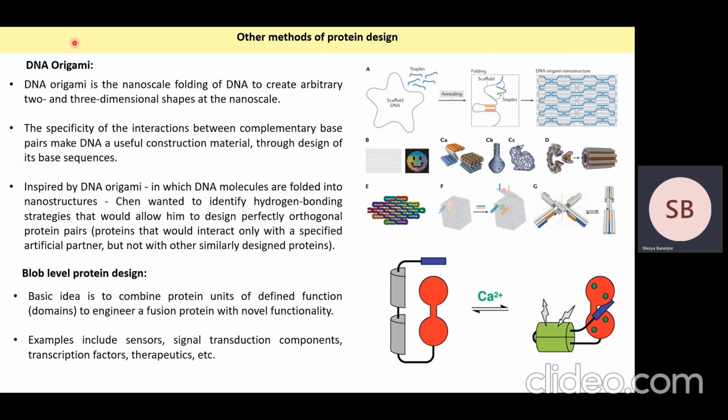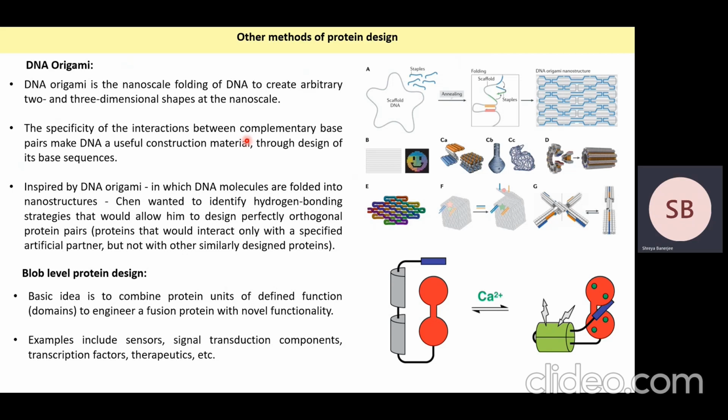There are other methods of protein design. One very interesting method is called DNA origami. DNA origami is the nanoscale folding of DNA to create arbitrary 2 and 3 dimensional shapes at the nanoscale. The specificity of the interactions between complementary base pairs makes DNA a useful construction material through design of its base sequences. So basically, since DNA has very specific interactions, like nucleotide A and T make 2 double bonds and G and C make 3 double bonds, it can be used as a construction material because it is easy to predict what interactions it will make and consequently what shapes it will adopt.